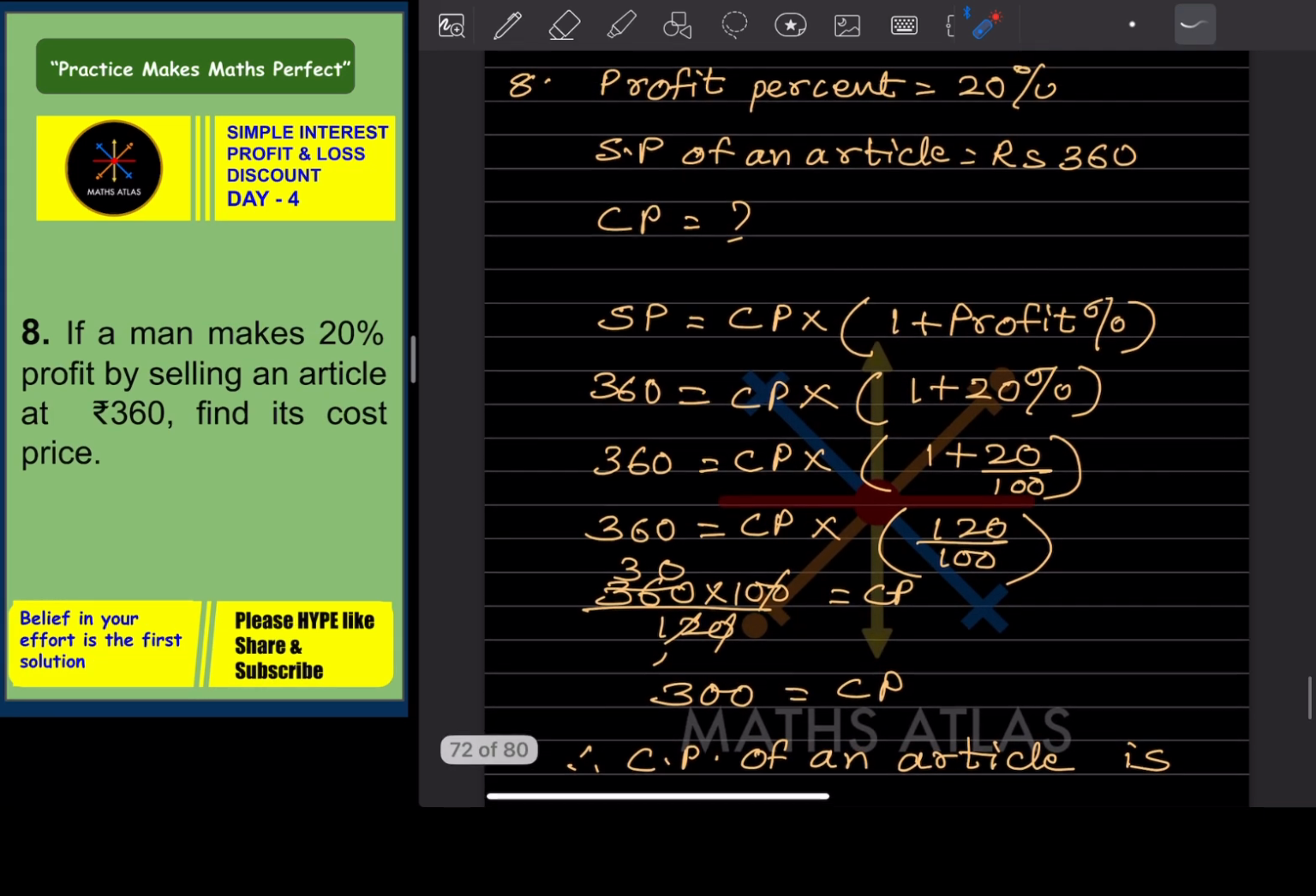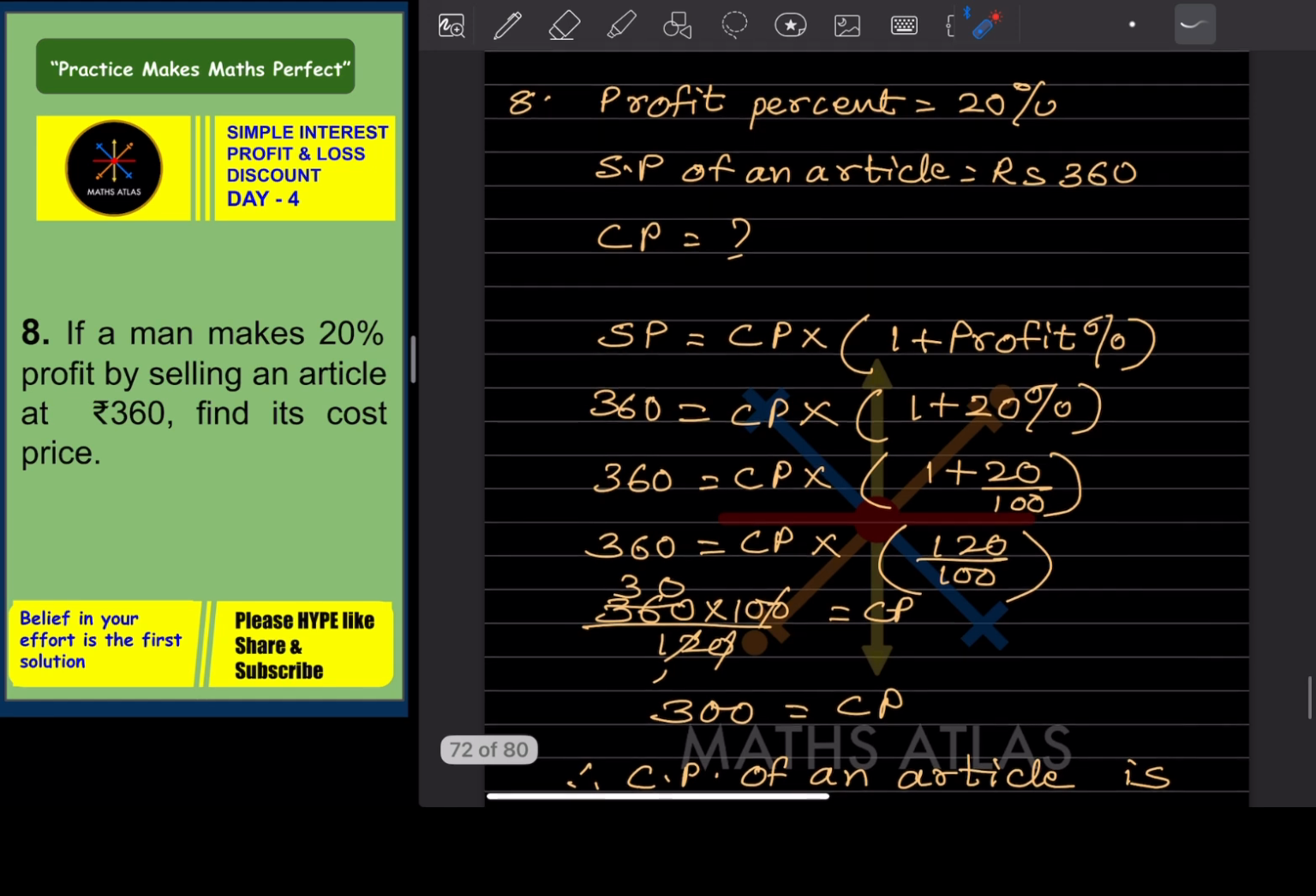If a man makes 20% profit by selling an article at rupees 360, you have to find the cost price of it. So the profit percentage is given as 20%, the selling price of the article is 360, and you have to find out the cost price.